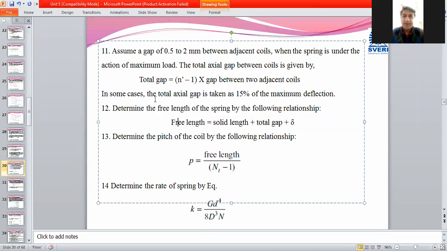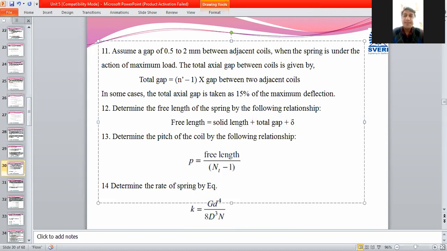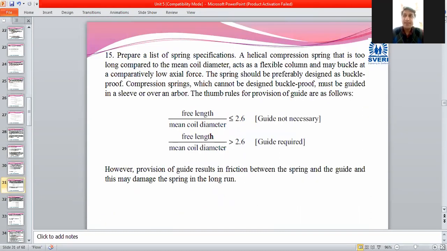For remaining applications where the restriction on space is not there, you can use this step and calculate the free length. Then we have to determine the pitch of the coil by means of this relationship: P is equal to free length divided by (N dash minus 1). In Bhandari, the notation NT is used, but we have used N dash in that case.